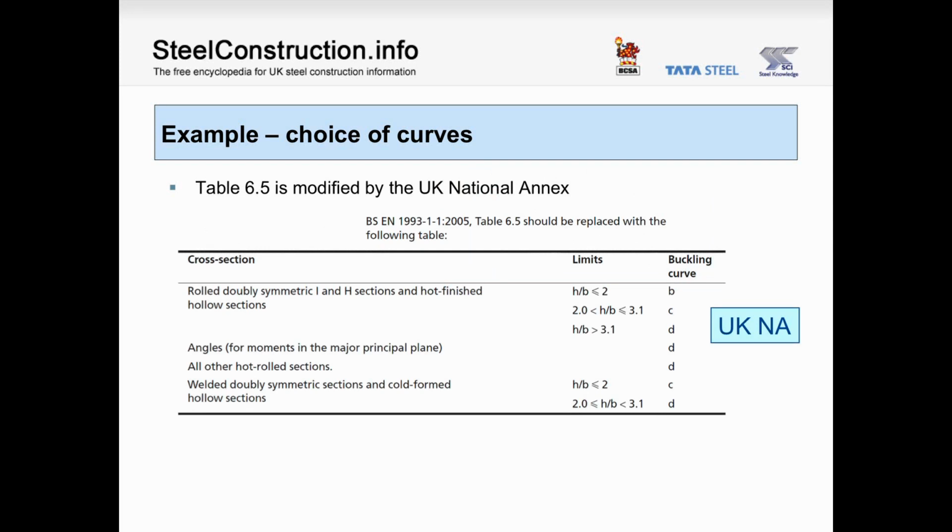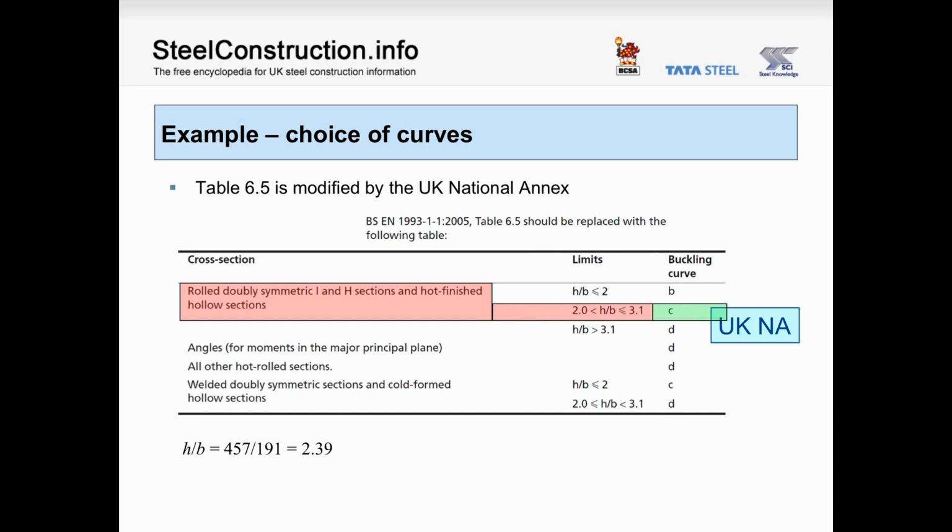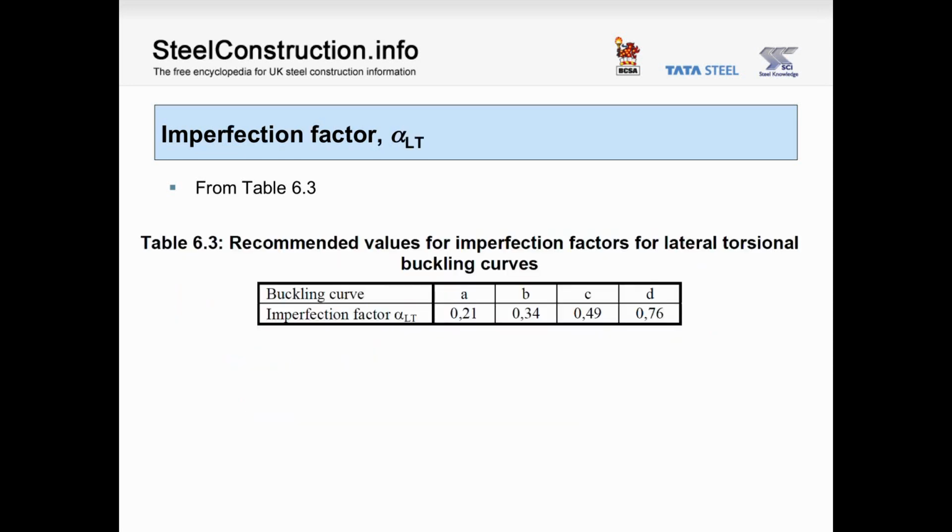So here is the modified table from the UK National Annex. We know we have an I section. H over B is the section depth divided by the section breadth. So 457 divided by 191 is 2.39. It's greater than 2, but less than 3.1. So we select curve C. We can then choose the imperfection factor alpha LT. For curve C, alpha LT is 0.49.